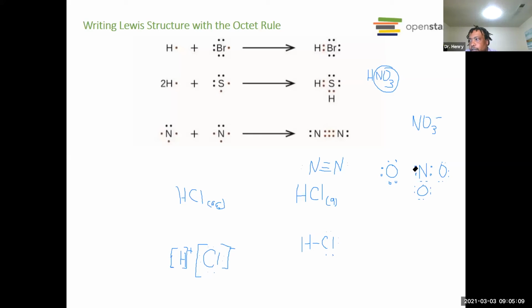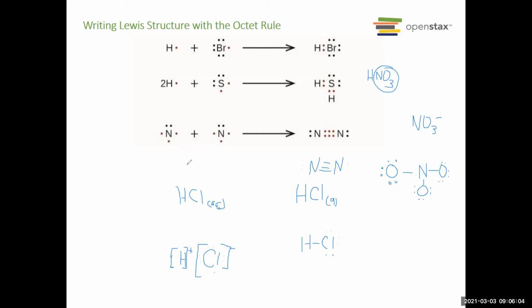So in this case, nitrogen is being a little screwed. So we're going to go this way and this way. If we did it like this, would everybody reach an octet? So we have 2, 4, 6, 8 around this oxygen, 2, 4, 6, 8 around this oxygen, 2, 4, 6, 8 around this oxygen, and 2, 4, 6 around our nitrogen. Is everybody happy? No. So we needed to make some type of modification.